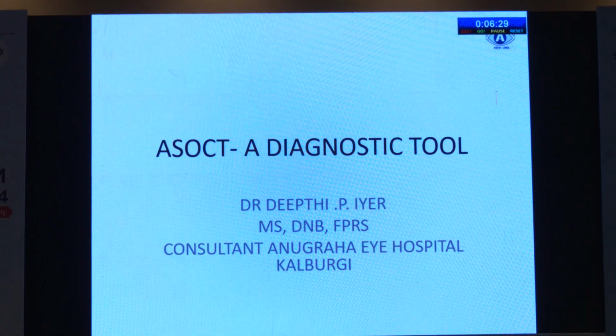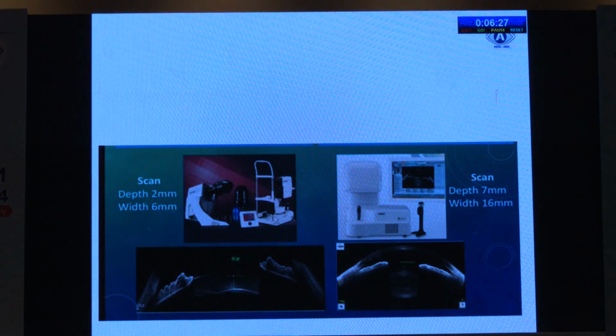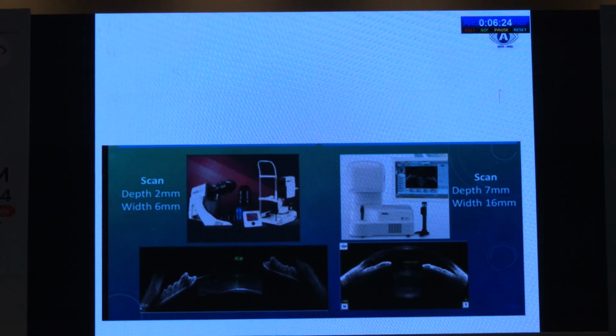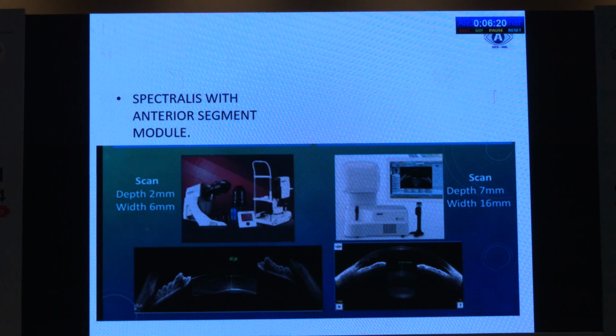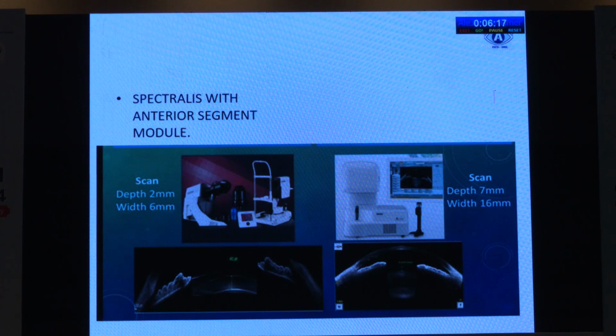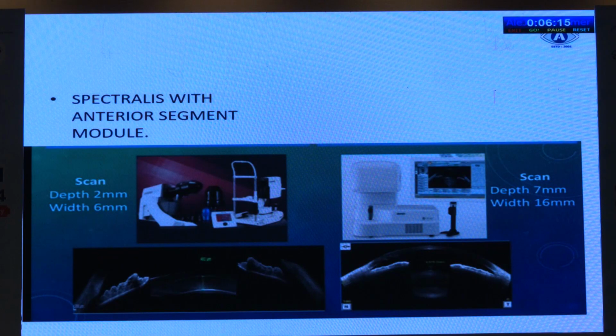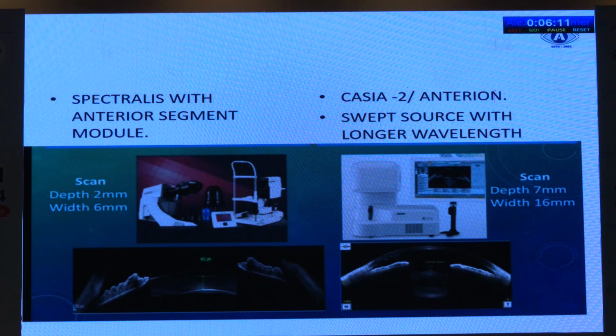It has widely evolved from time domain to spectral domain to swept source. Time domain is where the resolution was not that great, and spectral domain is where the resolution was great but the depth was not enough. And swept source has the advantage of better resolution and better depth, where in a single scan you can see everything from the tear film to the anterior hyaloid, and also limbus to limbus.